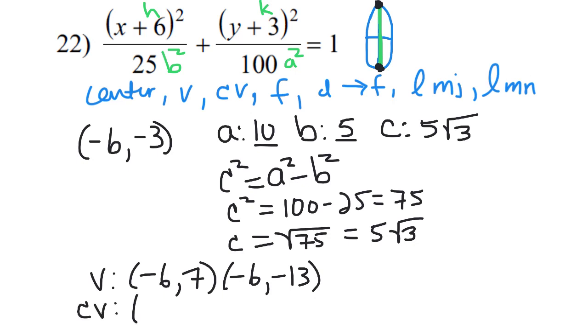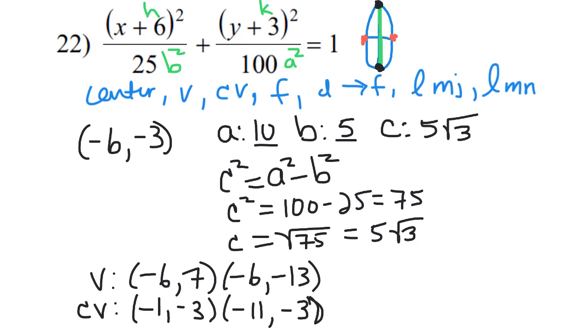The covertices, I'm going to add and subtract 5 from my x value because that's where B is. So the covertices are these right here. So on these points, I'm adding and subtracting from my x value. So my x value is -6. So for my covertices, I'm going to add and subtract 5 from -6. So -6 plus 5 is -1. So -1, -3 is one of them. And the other one is going to be -6 minus 5, which is -11. So that's where the covertices are located.